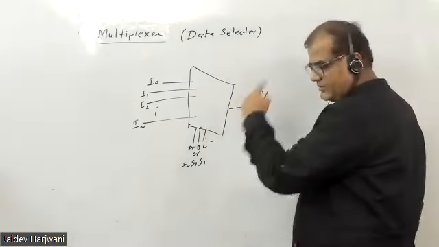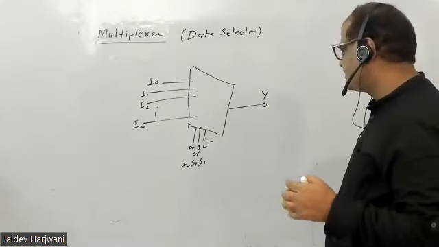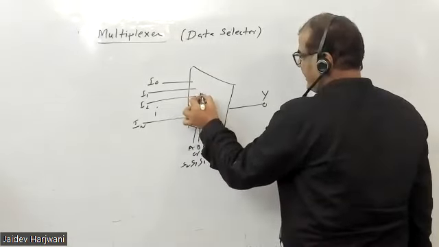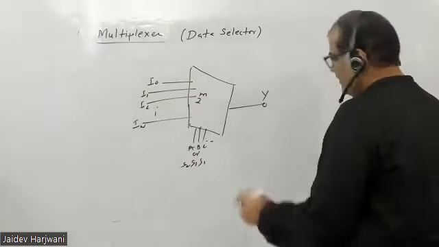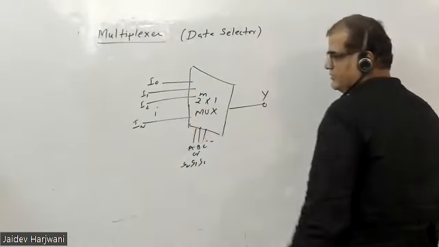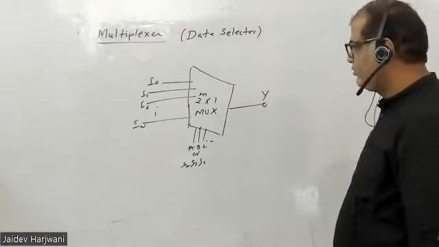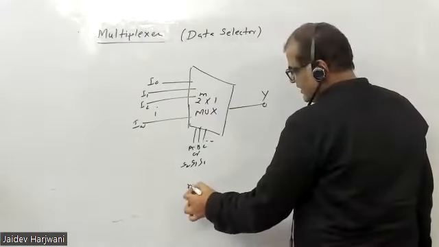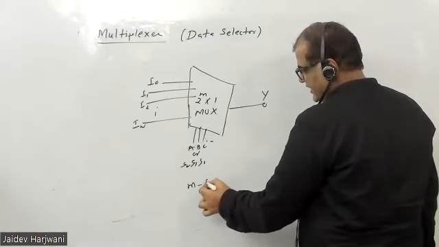That is why it is basically used in communication lines. This is also called a 2 power m into 1 multiplexer. Multiplexer in short is mentioned as MUX. Now, what is m? m is the number of select lines.